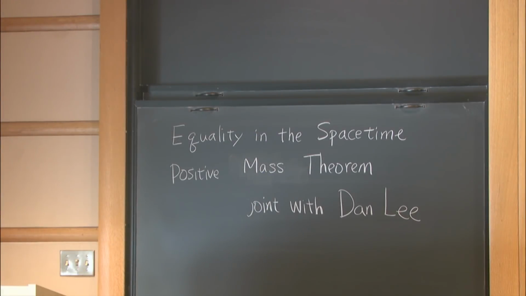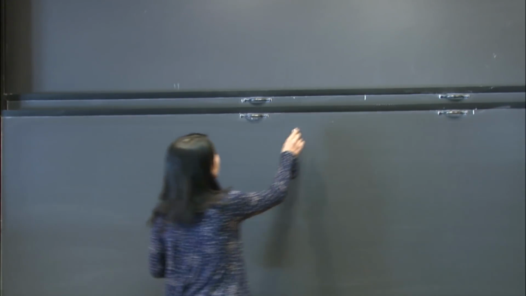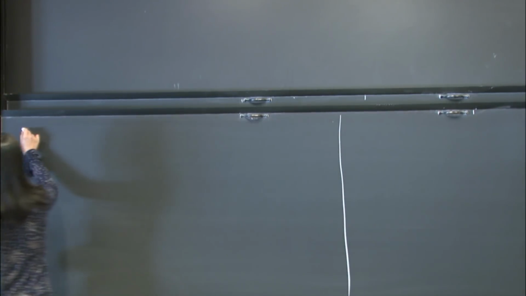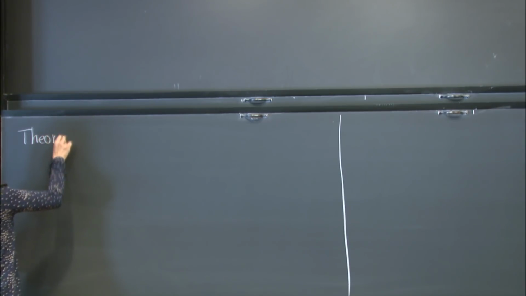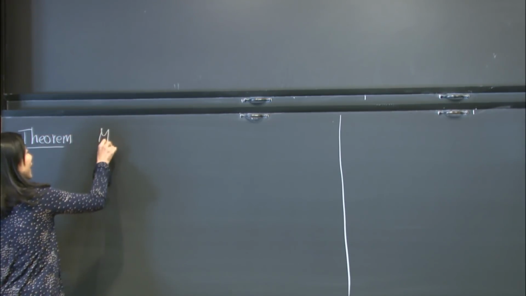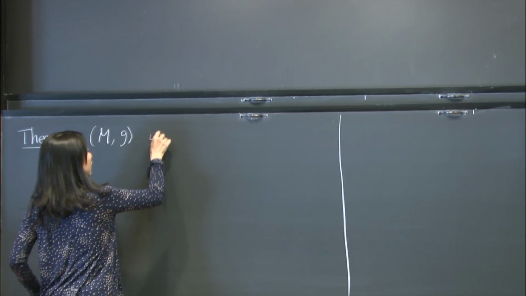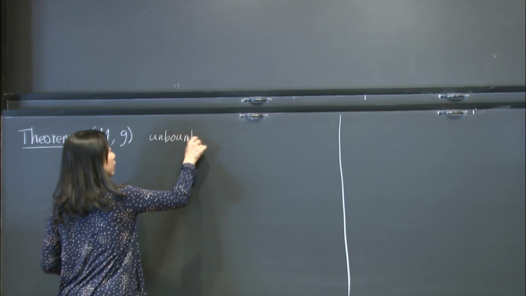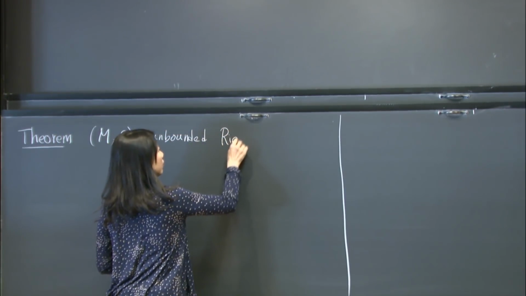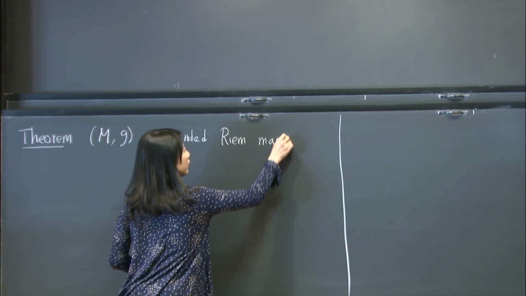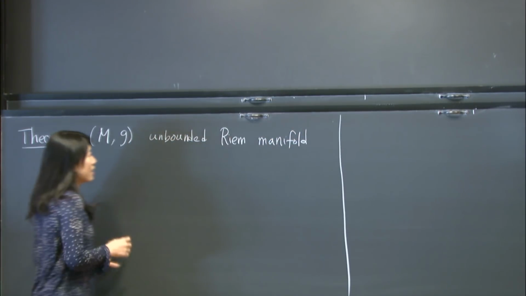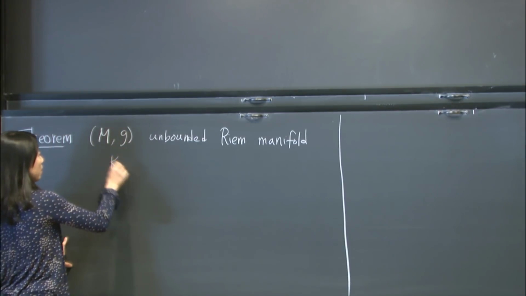Talk about a work on the equality case of the positive mass theorem, and I will begin by writing the statement of our theorem. So we will let (N, g) denote a Riemannian manifold, complete, unbounded, which has a symmetric 0-2 tensor denoted by K.